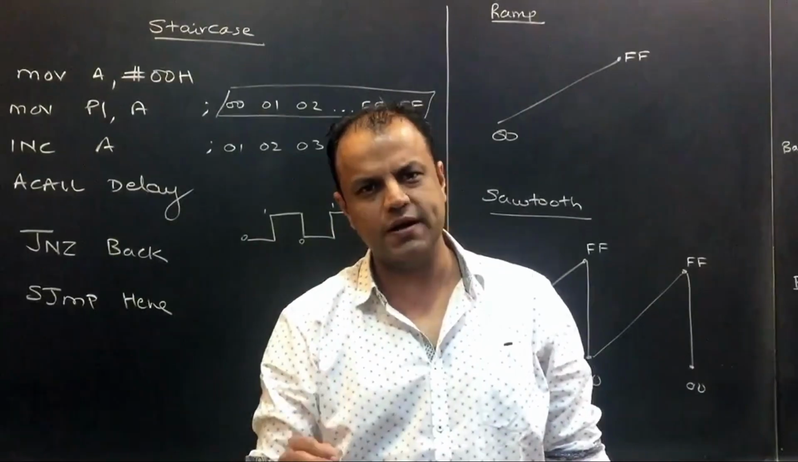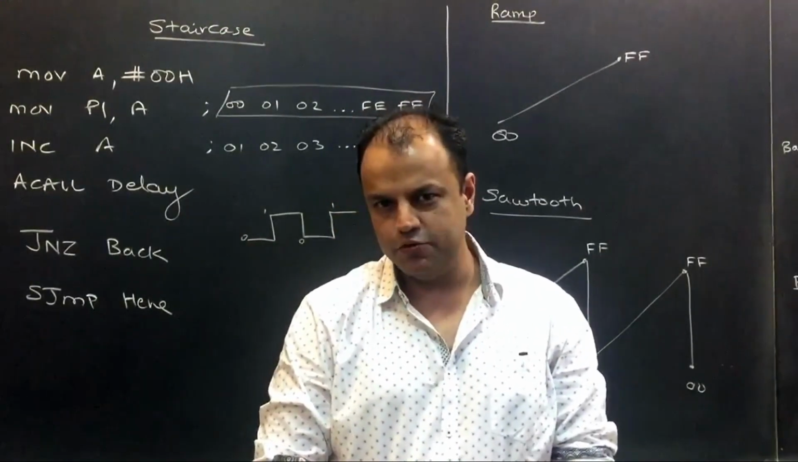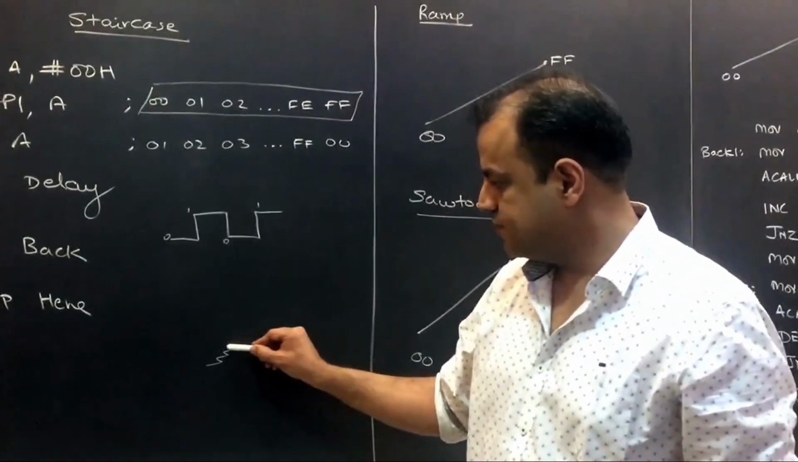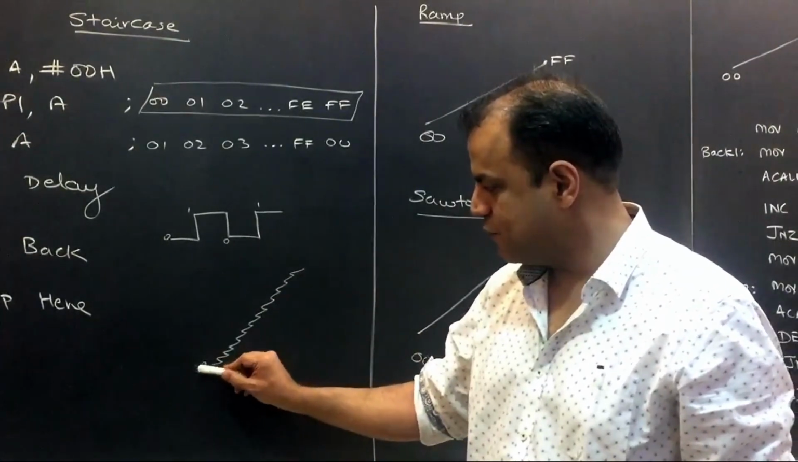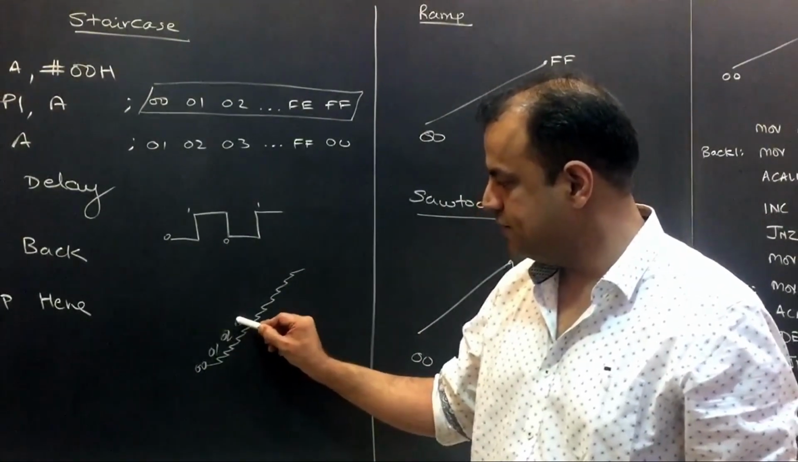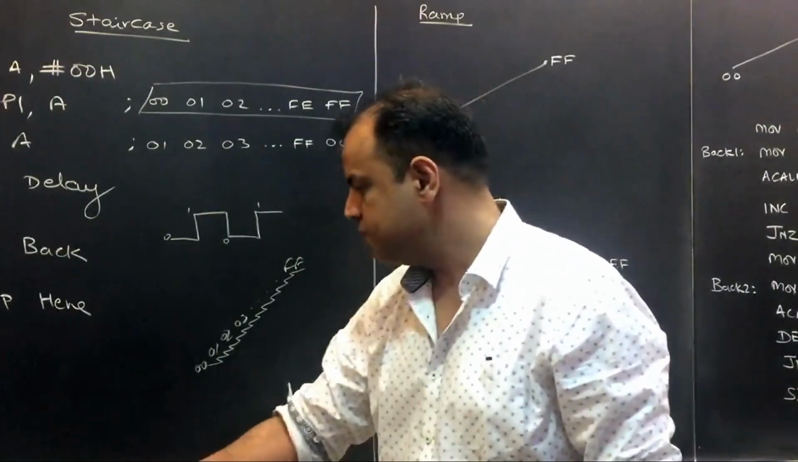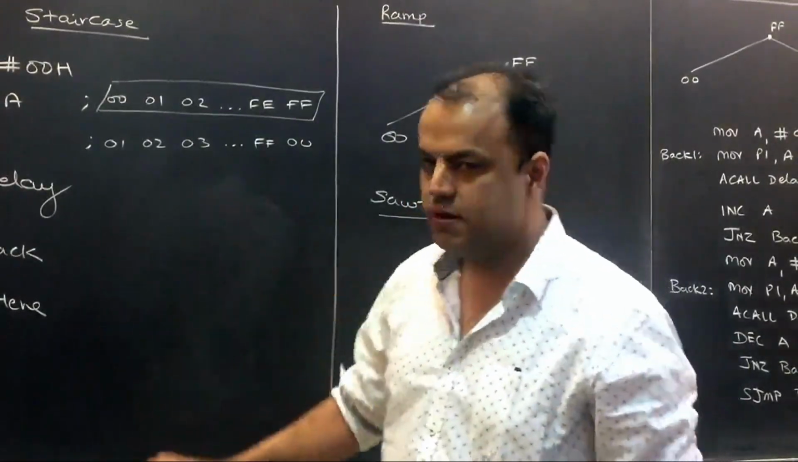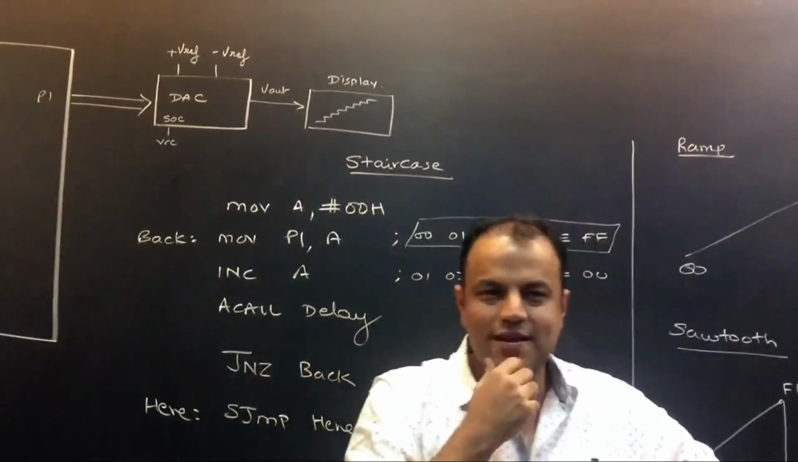Now, square wave, rectangular wave and spike are binary waveforms. They can be produced by just sending zeros and ones. But a staircase needs lots of values, starting from 0, then 1, then 2, then 3, all the way up to FF. Are you understanding my point? Now, why do we need a D to A converter for this? Look here. You're going to send your values to a display. A display is like a CRO.